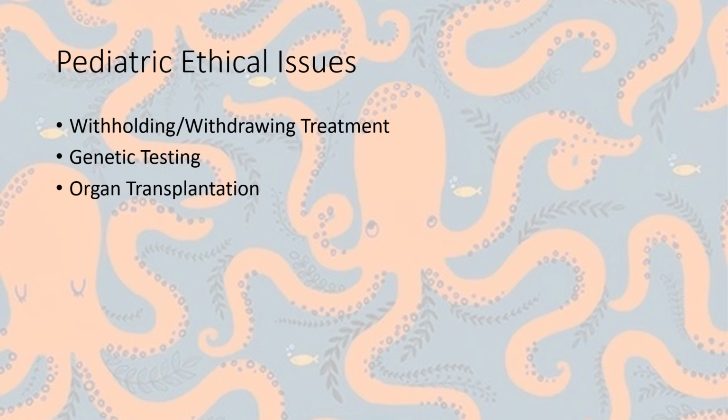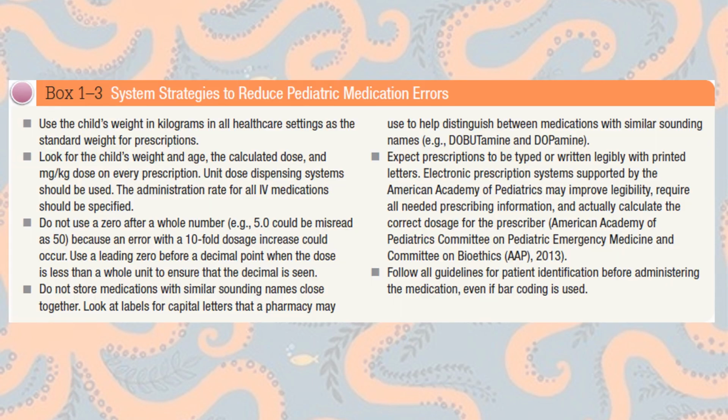And other ethical issues concern organ transplantation. When kids are brain dead and they decide to do an organ transplantation in order to give those organs to someone else, that can raise a lot of ethical concerns. So just keep those in mind.